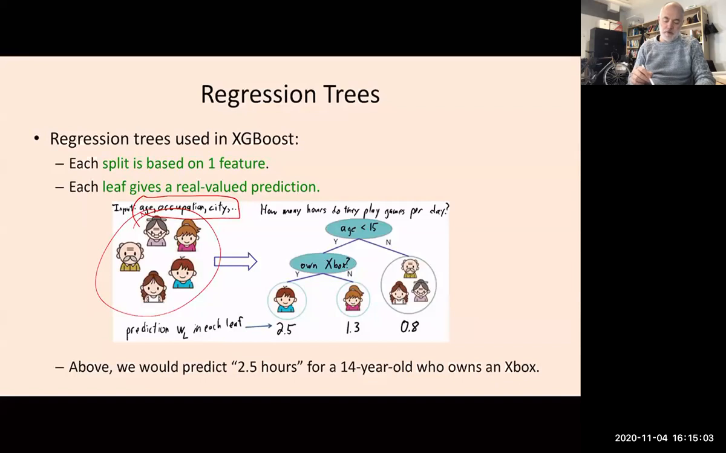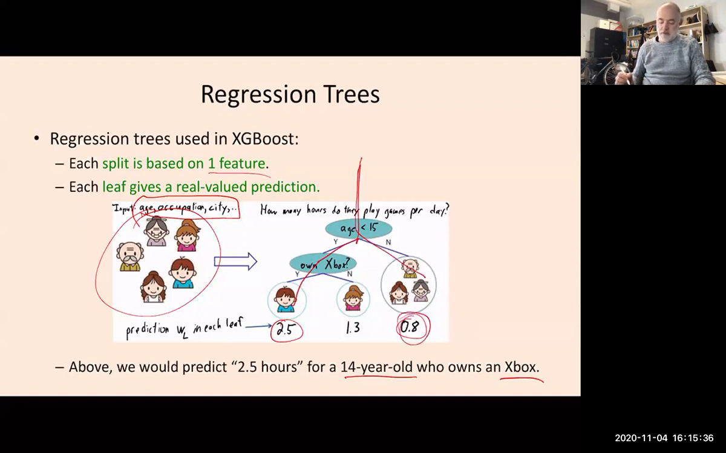A regression tree is built where the split is based on one feature, so it's a lot like one of the decision trees we were looking at earlier in the course. And every leaf here gives a real valued prediction. Right, so if you have a 14-year-old kid who owns an Xbox and you're trying to predict how long they're going to spend playing video games, they're going to get filtered down over here. If you have an oldie or a set of oldies like me, you're going to get filtered down over here.